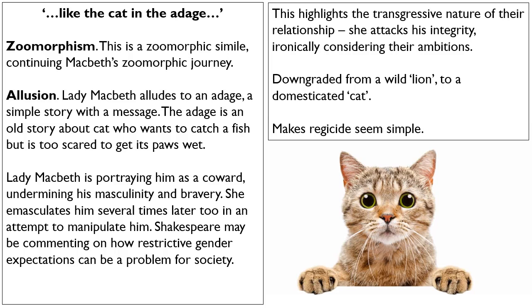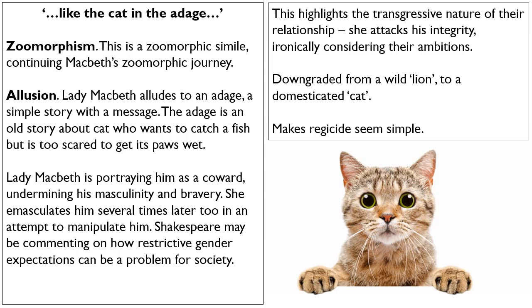It's the story about a cat who's by a stream. He wants to catch a fish in that stream, but he's too scared to get his paws wet. So she's portraying him here by using this story as a coward. She's trying to undermine his masculinity and his bravery. She is emasculating him. Now we know that this is a strategy that she uses several times in an attempt to manipulate him.